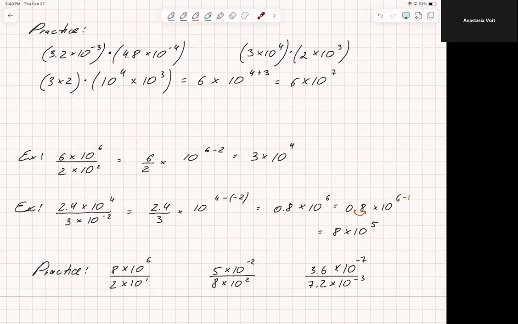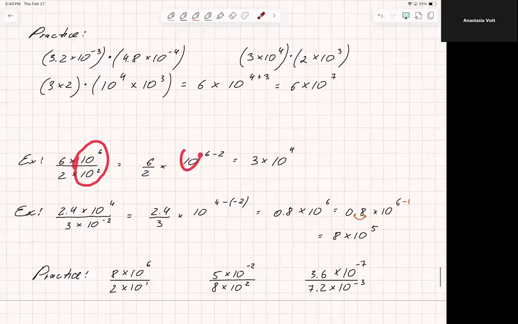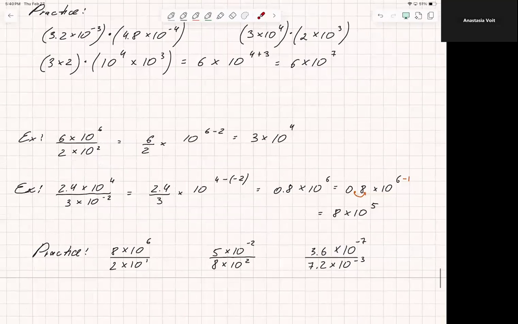So essentially what we have, we can combine these two. 6 divided by 2, we would have 3 in this case, and then separately 10 to the 6th power divided by 10 to the 2nd power. We just subtract the exponents, and we have 10 to the power of 6 minus 2, which gives us 10 to the power of 4. And that's it, right? We don't need to do anything else with this expression.